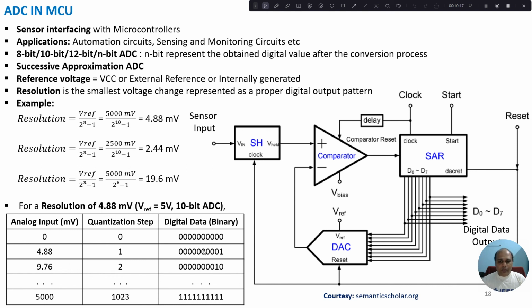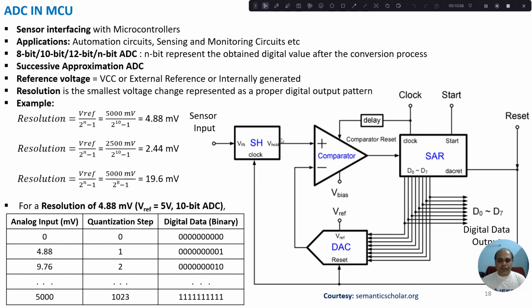One more important thing is that, depending upon the reference voltage, our input voltage swing will be decided. If our reference voltage is 5 volt, then the input can swing between 0 to 5 volt. If the reference voltage is 2.5 volt, then the input can swing only between 0 to 2.5 volt. So the reference voltage determines the resolution, and it also determines the input voltage swing for your sensor. So this is the basics of the ADC which is available in your microcontrollers.